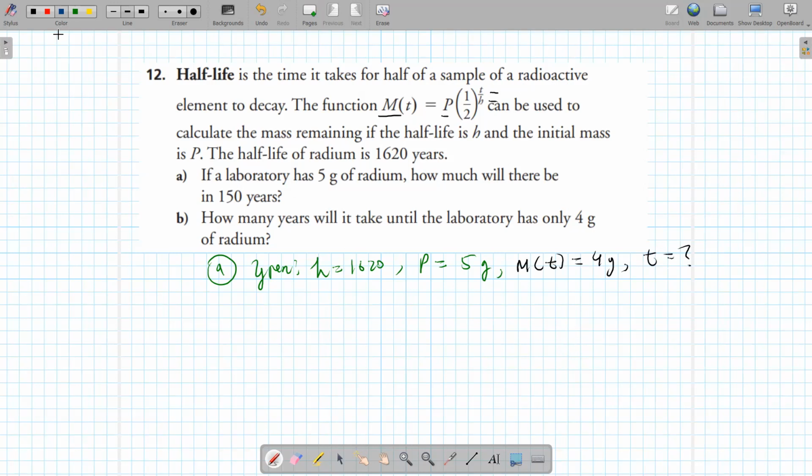Now this one's going to be a little bit more difficult, but again, m of t is 4, so we're going to replace m of t with 4. P is 5 times 1/2 to the power of T, which is missing, over 1620, like that. Any ideas on how to solve this exponential equation for t?